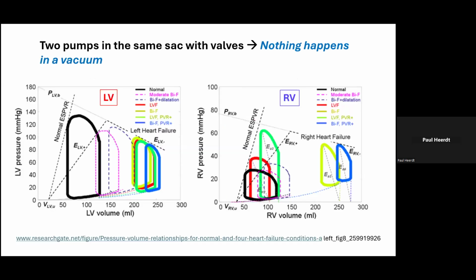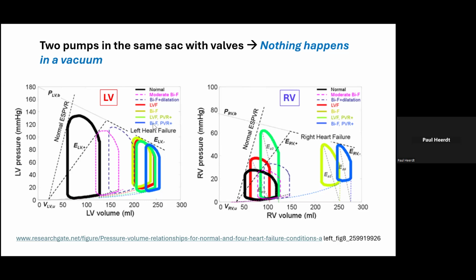This busy slide emphasizes this somewhat further because, again, you've got two pumps in the same sac with valves, and they are interdependent. And the most common cause of RV dysfunction or RV failure most likely is LV dysfunction. And the most common cause of pulmonary hypertension is obviously left heart disease.